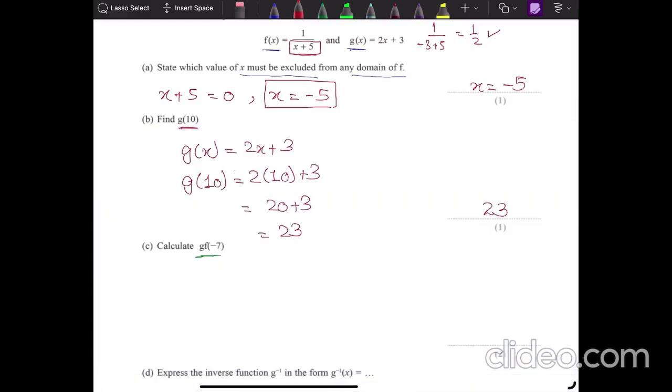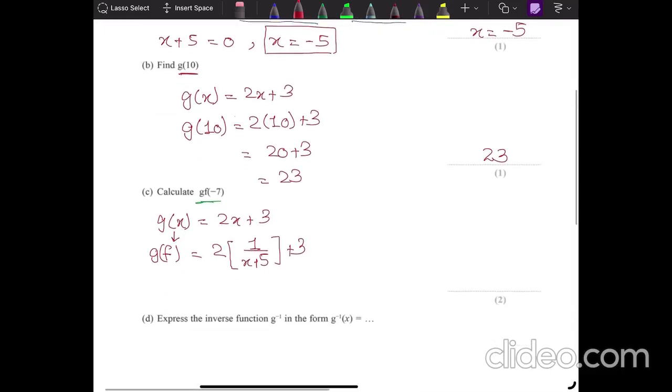So g of x means we will write the g function first: g(x) is equal to 2x + 3. Now I will start making the functions. He's asking for gf. gf means that in the place of x he wants the function f to be placed. So I will take 2 as it is, and in the place of x I will write the function that is given. The function given is 1/(x+5) + 3, like this.